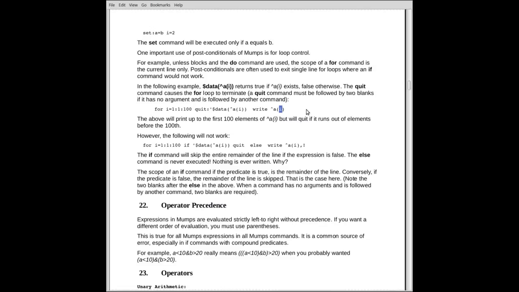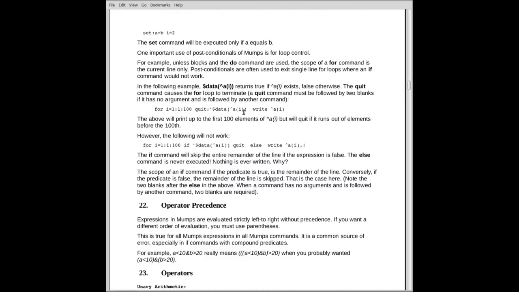Well, that's the problem. Do they exist? What if the array is short? What if it's not a full 100 elements in there? We want to quit the for loop. And that's what this is here. This is a statement, the quit statement, which will terminate the loop. The quit statement will terminate the loop if this postconditional is true.